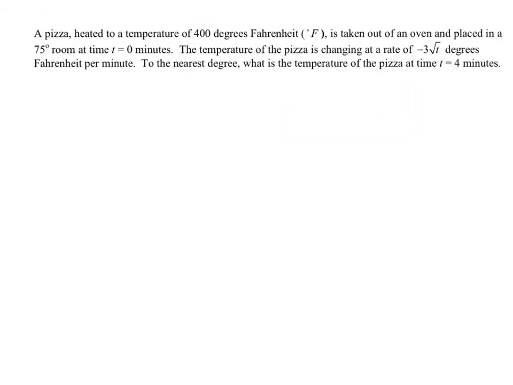Now this is an old AP question, and they kind of give you a little more information than you need. So I don't think you need to copy it all down, but let's highlight some key points. A pizza heated to a temperature of 400 degrees Fahrenheit is taken out of an oven and placed in a 75 degree room at t equals 0 minutes. The temperature of the pizza is changing at a rate of negative radical t degrees Fahrenheit per minute. To the nearest degree, what is the temperature of the pizza at t equals 4?